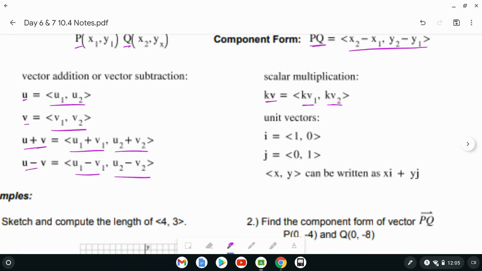And then unit vectors. Obviously a unit vector has one unit. So if you have a unit vector where the horizontal component is 1 and the vertical component is 0, we can use the letter i to represent that. And the unit vector for a vertical component of 1 and a horizontal component of 0 can be written as j. So x comma y as a unit vector can be written as xi plus yj.